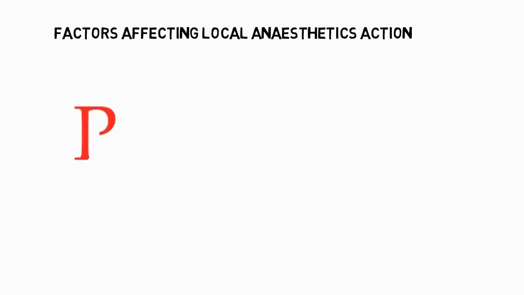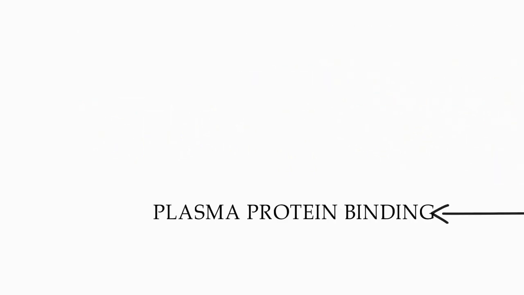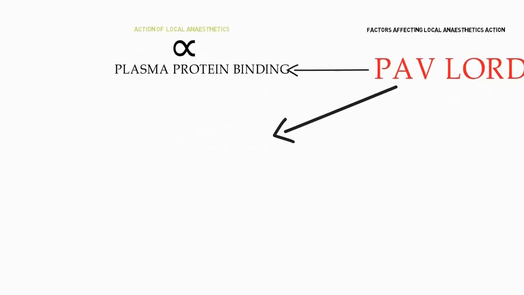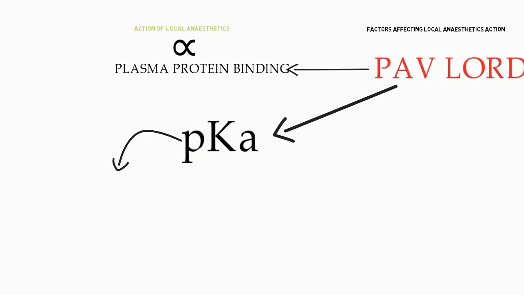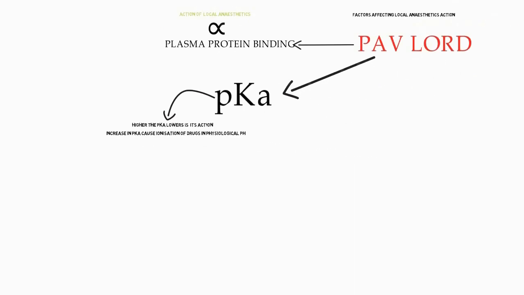Factors affecting local anesthetic action. There are some factors which affect the action of local anesthetics, and the mnemonic is PAVLOD, where P stands for plasma protein binding, which is directly proportional to the action of local anesthetics. It means the more the plasma protein binding, the longer its duration of action. A for pKa. The higher the pKa, the lower its action. An increase in pKa causes ionization of the drug at physiological pH.